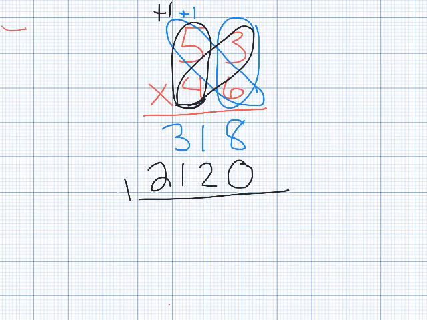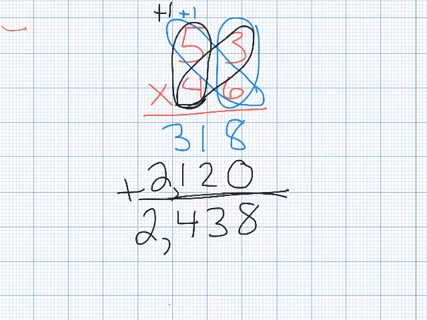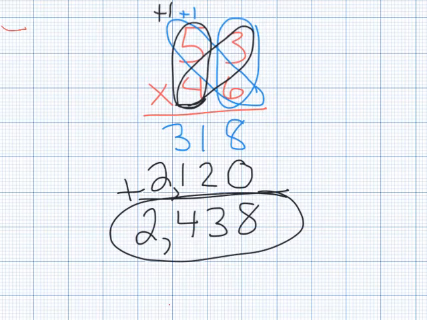So what happens here is we have two partial products, 318 and 2,120, and we have to add those products together. So 8 plus 0 is 8. 1 plus 2 is 3. 3 plus 1 is 4. And 0 plus 2 is 2. So our total product for 53 times 46 is 2,438. Now we'll give you one to try on your own.